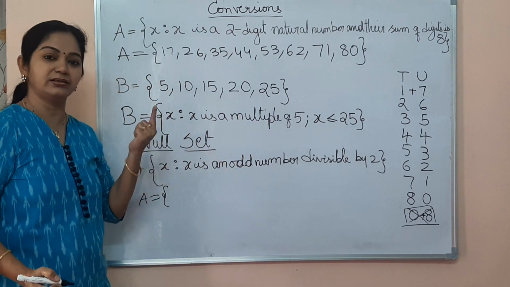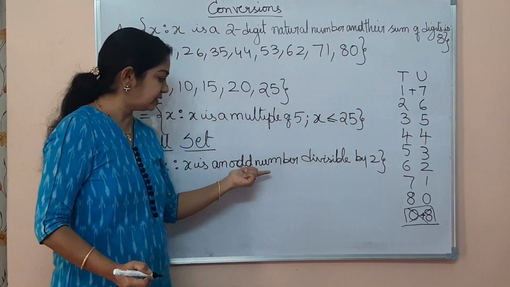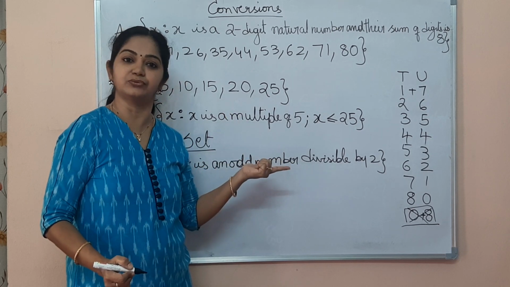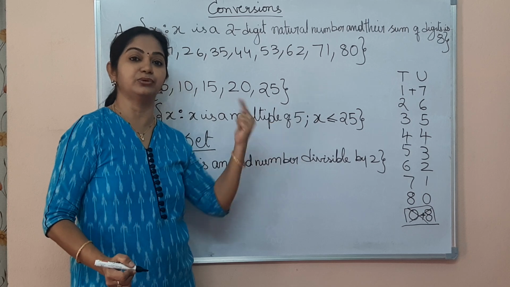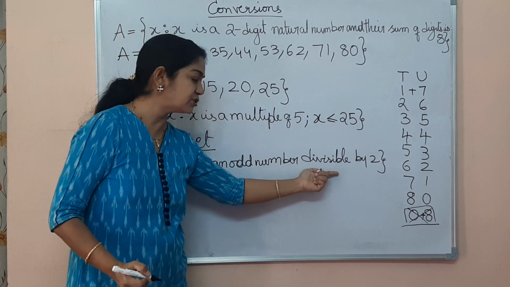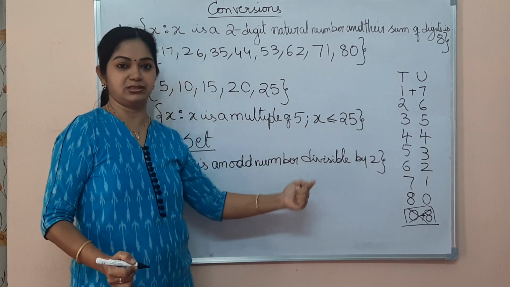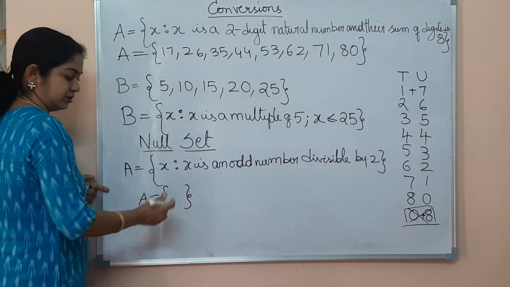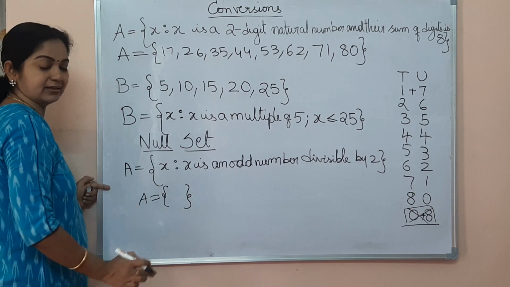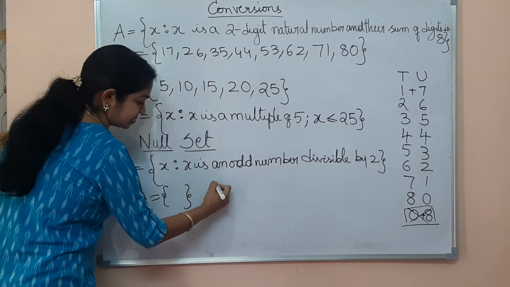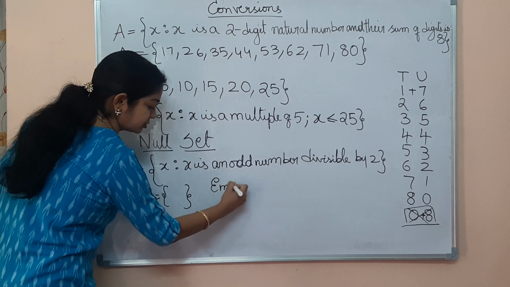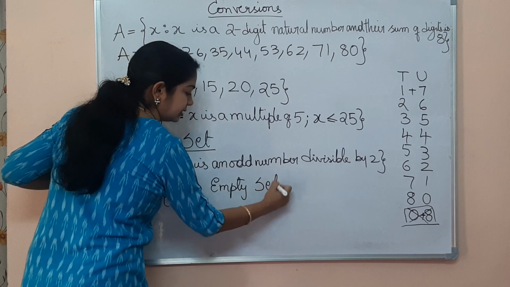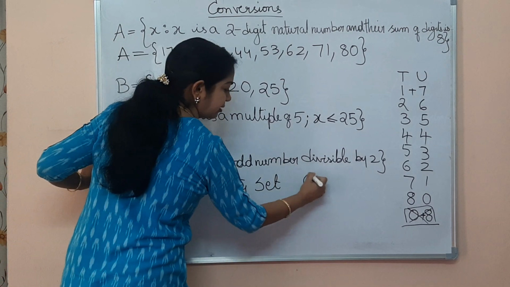Odd numbers are 1, 3, 5, 7 and so on. Are they divisible by 2? No. No odd number is exactly divisible by 2. If they are divided by 2, you get a remainder 1. But divisible by 2 means the remainder should be 0. So there are no elements in this set actually. So this is called a null set, or empty set, because there are no elements in this set. It is represented by phi.